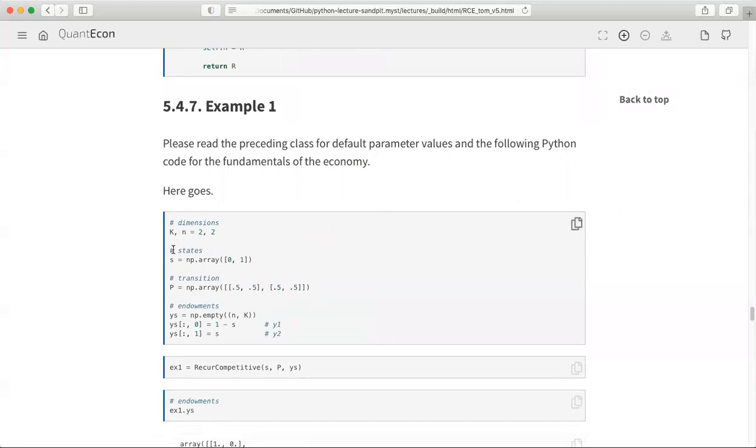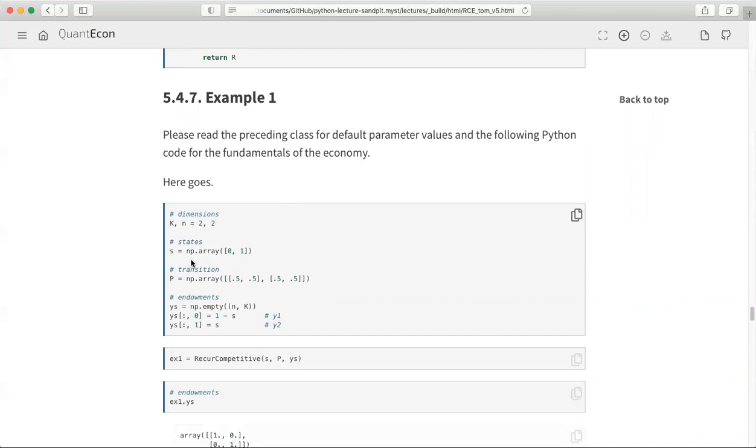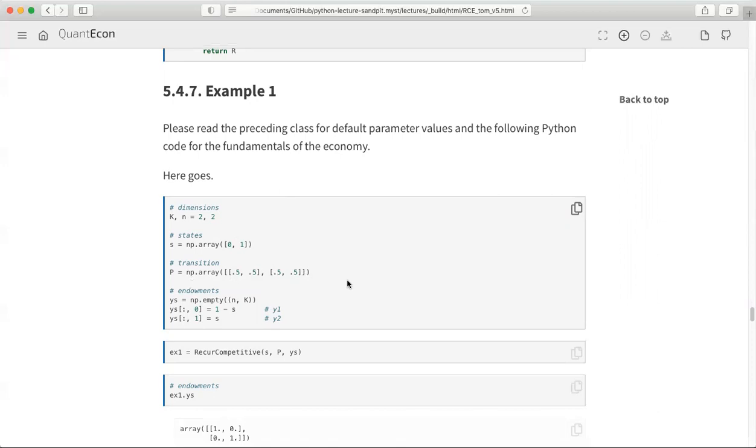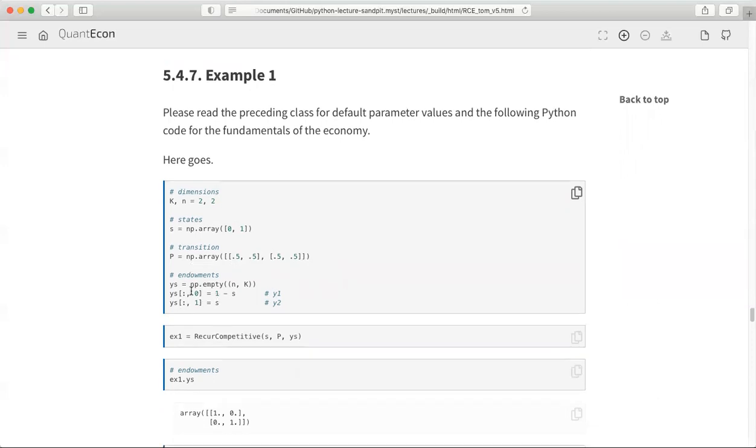So here's the idea. What do I need? I need to tell you the number of people. I'm going to say 2. Number of states is 2. What am I going to call the states? I'm calling them 0 and 1. I'm going to have a transition matrix. It's going to be 0.5, 0.5. That's the first row. Second row is 0.5, 0.5. It's like IID, if you think about it. It is IID.